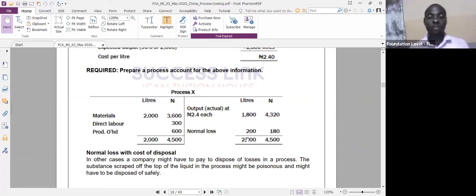So when you multiply units by the cost per output, we are going to get the value for the output. So 1,800 times 2.4 gives you 4,320. When you add it to that 180, the normal loss recoverable value, you have our total value.